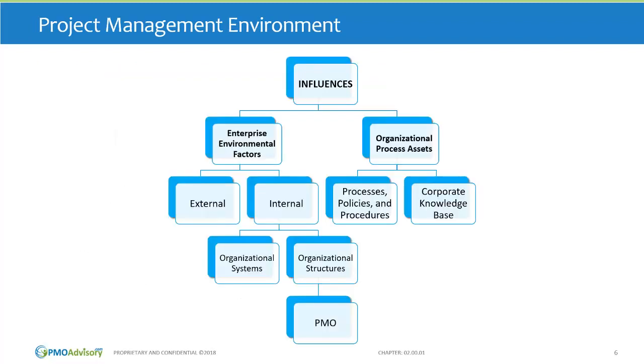This diagram shows the outline of all of these influences, predominantly the enterprise environmental factors and the organizational process assets. Notice that the organization is both an EEF and an OPA because it is an internal environmental factor, and the process assets also belong to the organization.